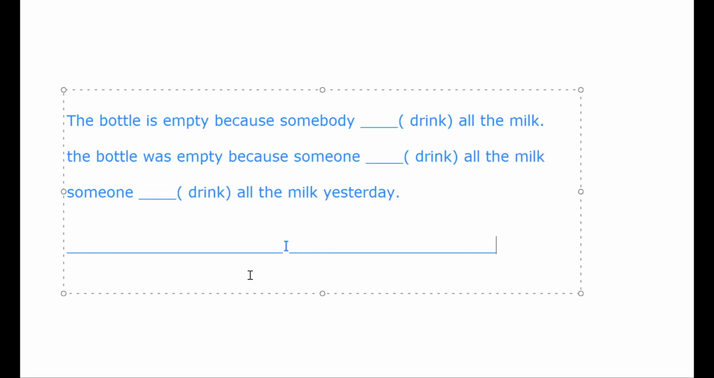Yesterday is the time indicator, so obviously yesterday belongs to this part, and only one action is there. Someone drank all the milk. No confusion here. One action in the past. Now look at this one.